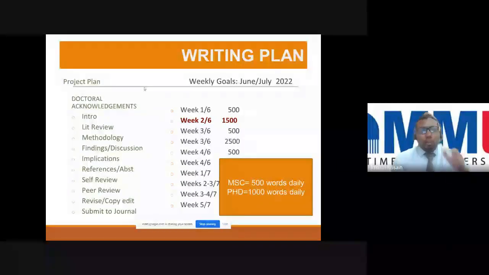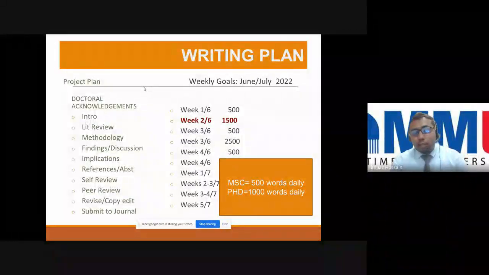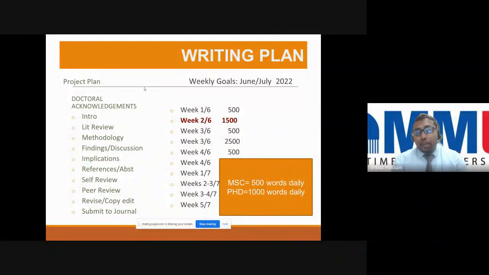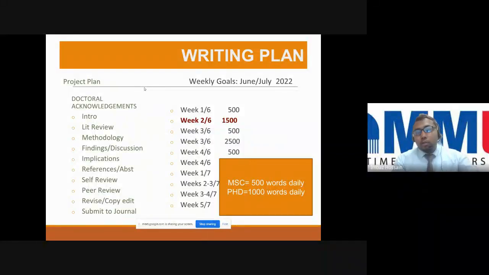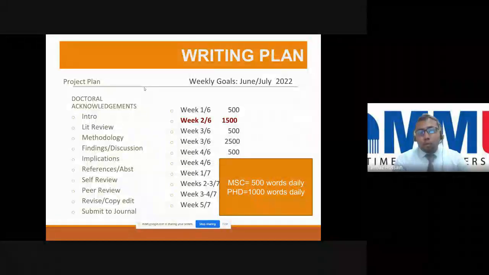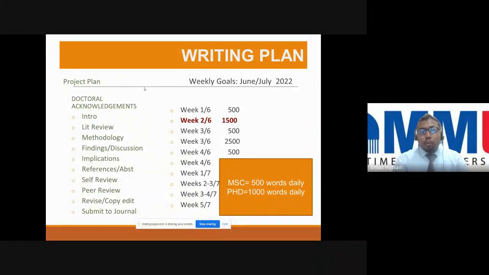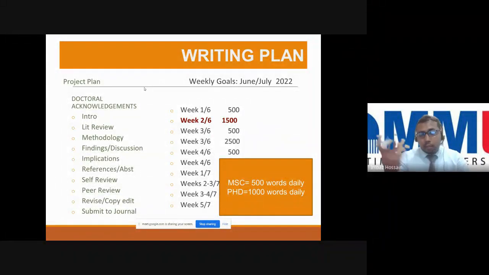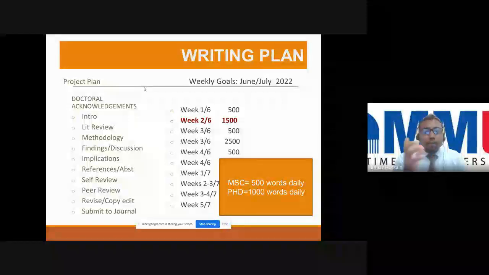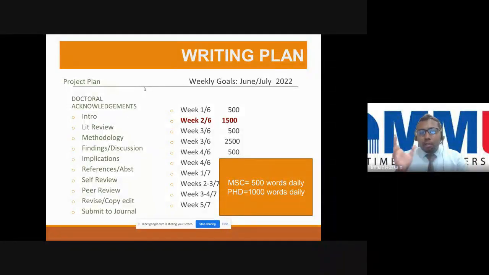Prof. Bijay shared that a master's student should have the writing habit of 500 words daily, and a PhD student should write 1,000 words daily. It's a global standard. We have to keep practicing to maintain this. But I know that some of you have a good writing habit. You can exceed it also, and if you exceed, it's the best. But minimum, we have to maintain this consistency.